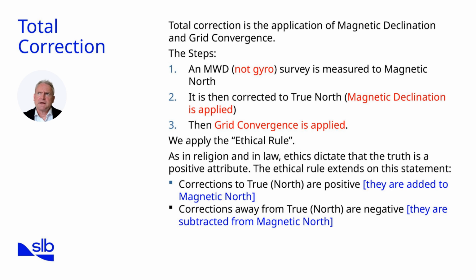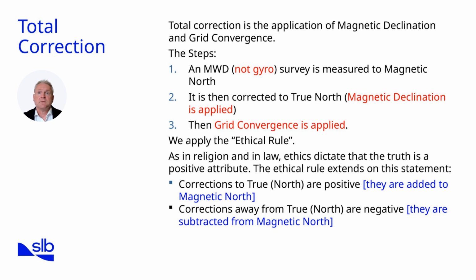Total correction combines both magnetic declination and grid convergence. The process follows a logical sequence. First, the MWD survey records azimuth relative to magnetic north. Second, we correct that to true north by applying the magnetic declination. Third, we correct from true north to grid north by applying the convergence.